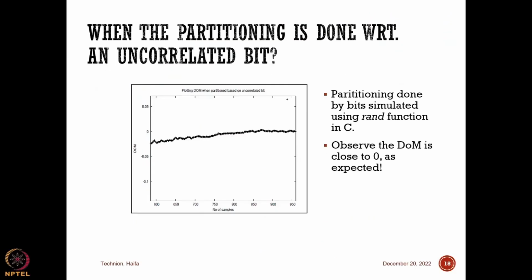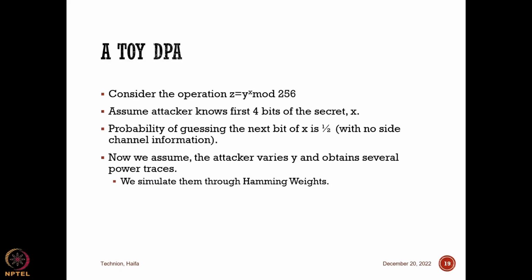Likewise, it is correlated with all the bits of S, because there is nothing different between the LSB of S and some other bit of S. It could even be a linear combination of the bits, and it will still work. So this is the very simple fundamental idea of the entire thing. If you understand this, you get the basics. This is an example where I do this splitting based on some rand function in C, where the difference of mean is pretty close to 0.